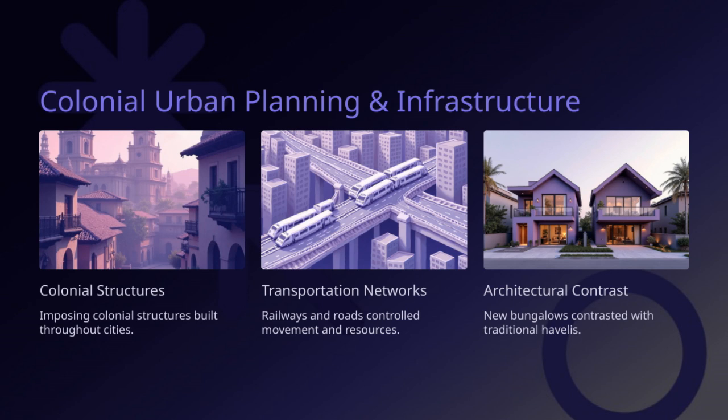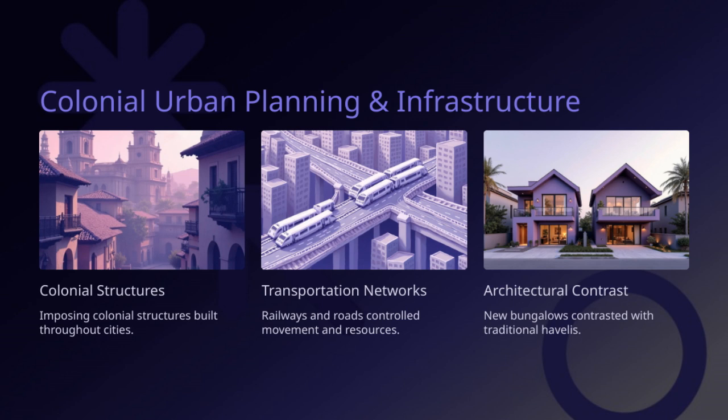Moving on, the slide also points out how railways and roads played a crucial role in controlling movement and resources. These transportation networks weren't just about getting from point A to B. They shaped economic activity, social interaction, and even urban development. They essentially became the arteries of the city, dictating how people and goods moved across regions.